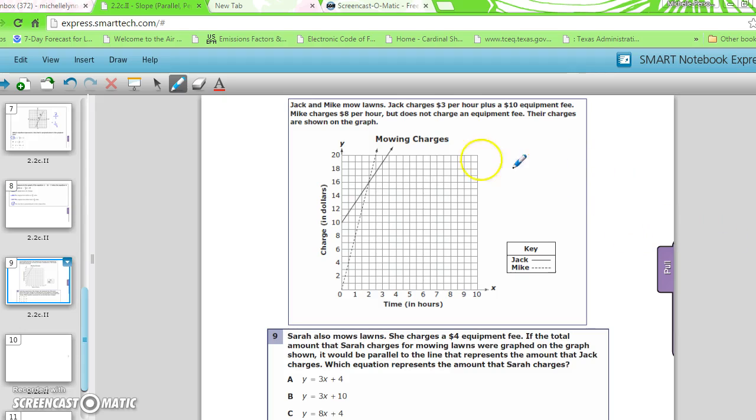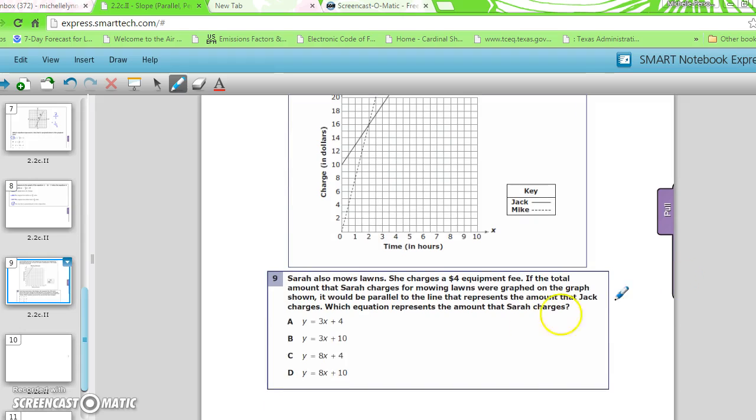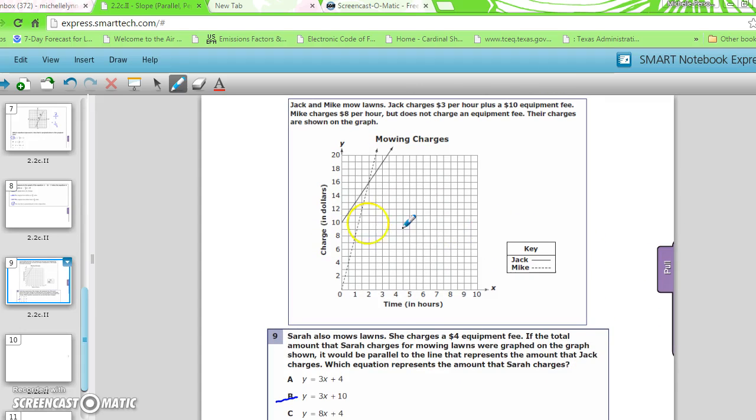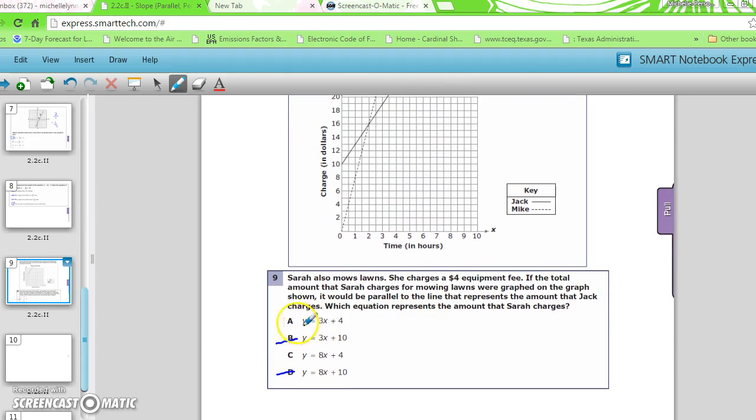So anything per hour, remember, is always going to be times x. So we need to figure out Sarah's per hour, and then hers is with an equipment fee of $4. That's your y-intercept. That's where you start. So we can already get rid of B and D because those are $10, and she's going to charge $4. But it says her line is parallel to Jack's. So Jack is this one, and Jack charges $3 per hour. So to be parallel, she would also have to have the same slope. So it would be A.